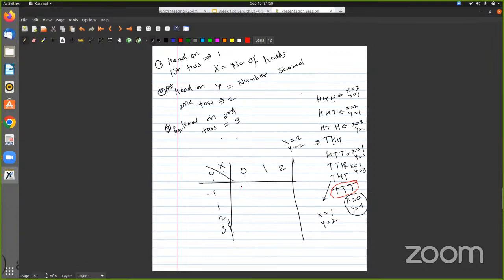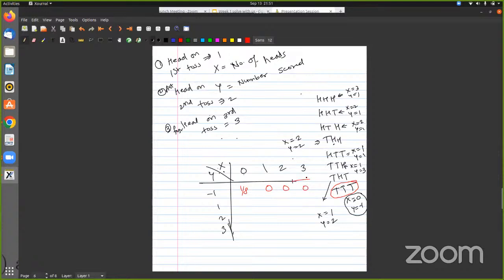So the probability is what? 1 by 8. Okay, when x equals to 1 and y equals to minus 1 happens, there is no such case, right? So this is 0. When x equals to 2 and y equals to minus 1 happens, 0. When x equals to 3 also, there is none, so for 3 also it will be 0. Okay, fine. This is okay, right?